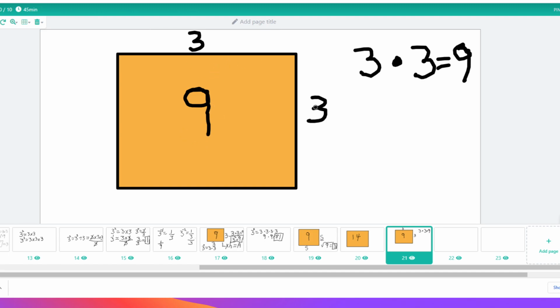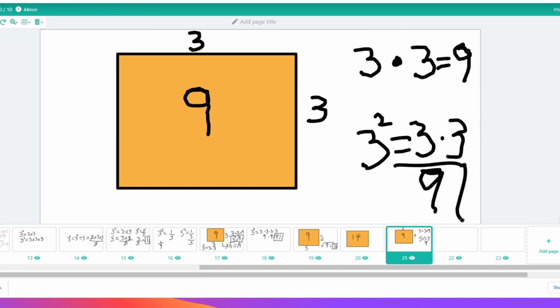So if we wanted to find 3 squared, this is typically how we would see it, with 3 and a 2 on the top. We would say that is 3 times 3, which would be 9. Easy enough. So squared, it's finding the area of a square.